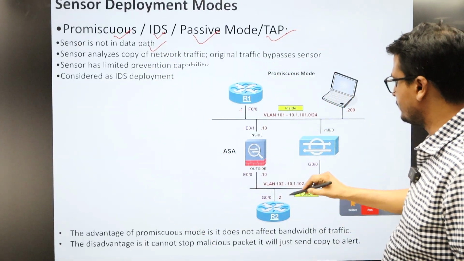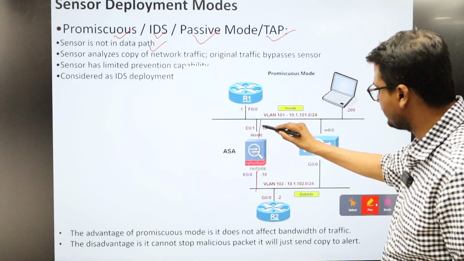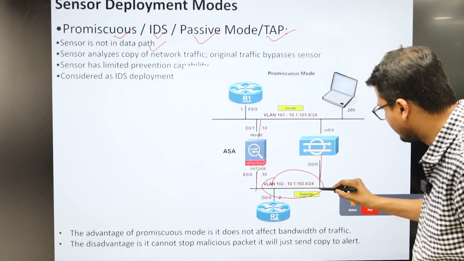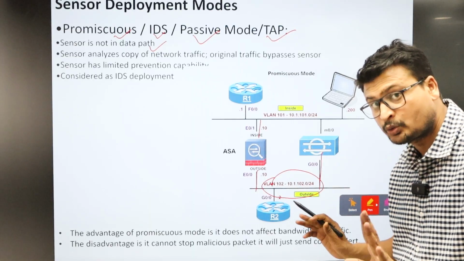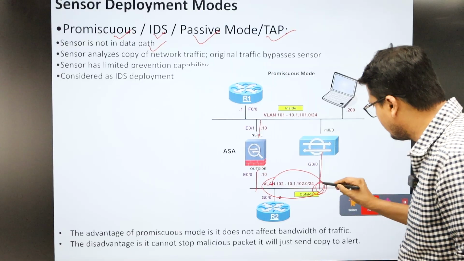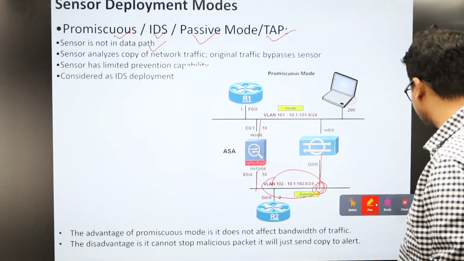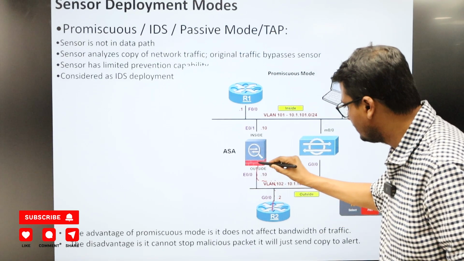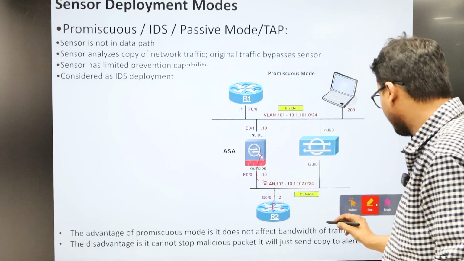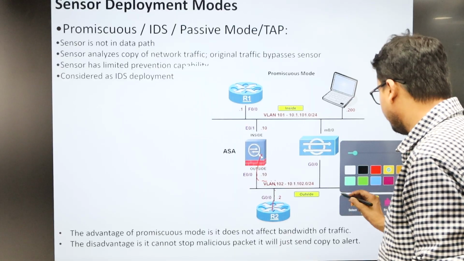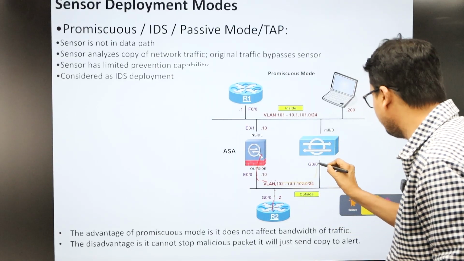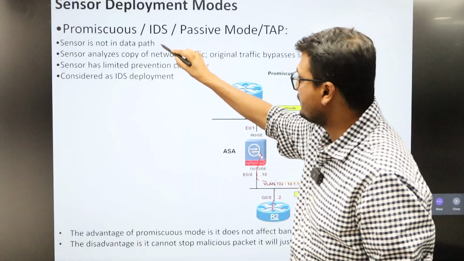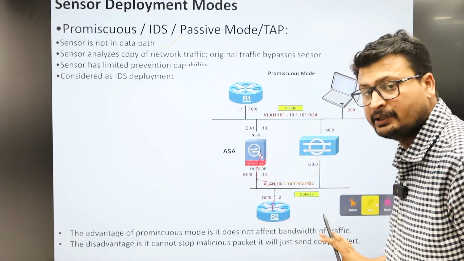Let's say this is a topology. This is the outside interface, inside interface. At the outside VLAN, I have connected one IPS sensing interface, only one sensing interface, not two, right? And this sensing interface is configured in such a way that it can capture a packet. See, your real data will go like this, and at the same time a copy of the packet will come to the sensing interface. Understood? So first thing, the sensor is not in the data path. I believe this is clear.